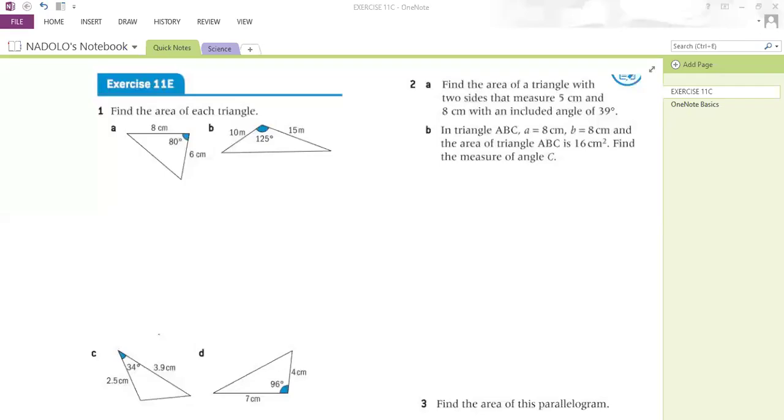IB Oxford ASL exercise 11E. The topic is still trigonometry, geometry and trigonometry. Question 1, find the area of each triangle.